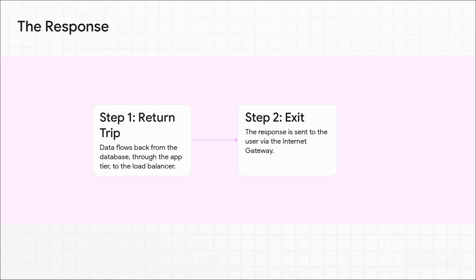So the database sends the information back to the application server, which puts together the response. That response travels back out through the load balancer, then out the main gate, the internet gateway, and all the way back across the internet to the user's browser. The whole secure round-trip journey is complete.